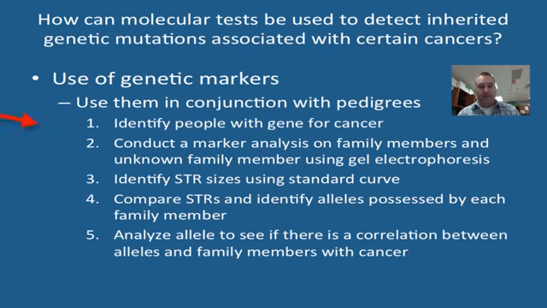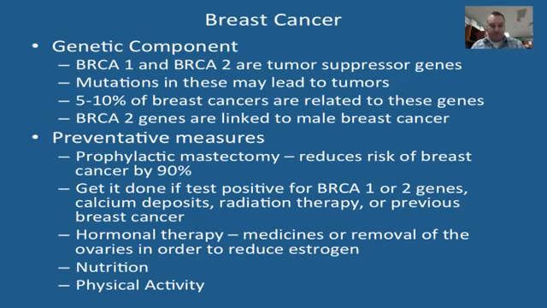So let's go through this little checklist here. I can use a genetic marker to identify people with a gene for cancer, and conduct marker analysis on family members and unknown family members using gel electrophoresis. That also allows me to identify the STR sites using a standard curve. I can compare the STRs and identify the alleles possessed by each. Remember, that was allele 3 in this family. And then I can analyze the allele to see if there's a correlation between the alleles and the family members with the cancer. In other words, kind of back check it with our pedigree and our known people who have cancer. So this slide here basically sums up activity 3.23 in a nutshell.